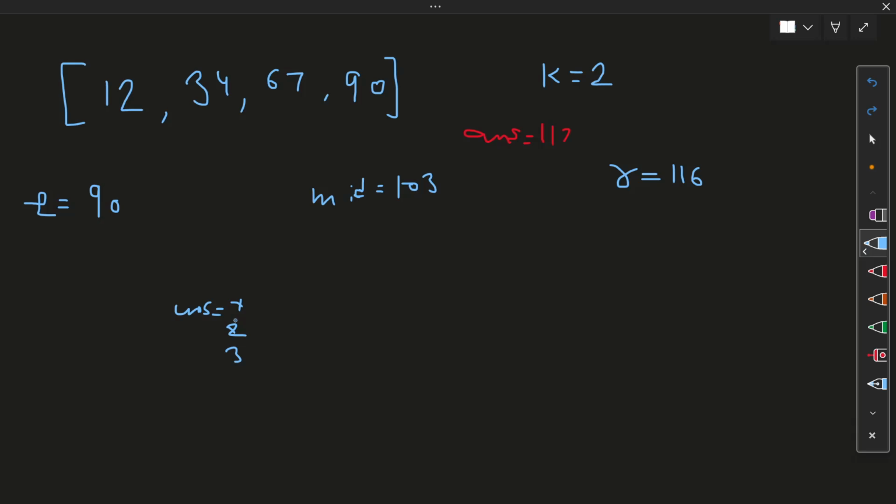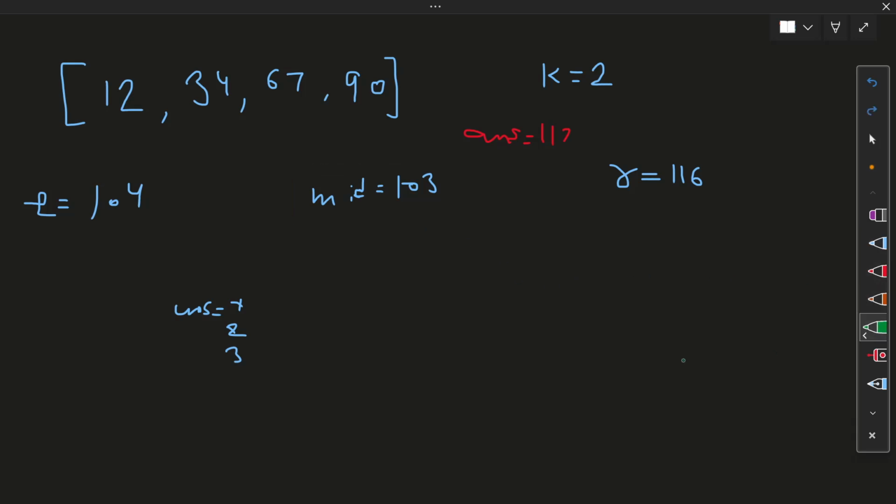We need to increment. We need to allocate more pages to one single person. So how do we allocate more pages to one single person? By updating our L. So we'll update our L to 104. So mid is not the correct answer.